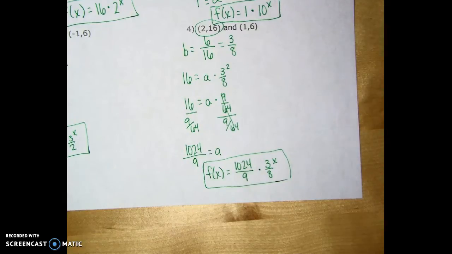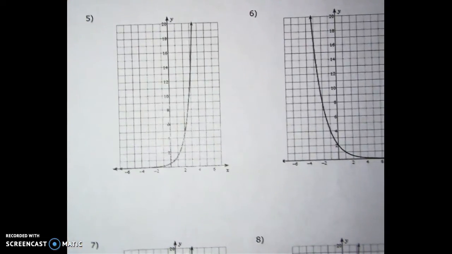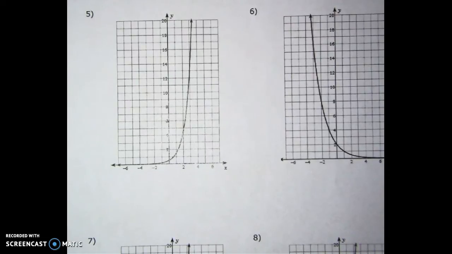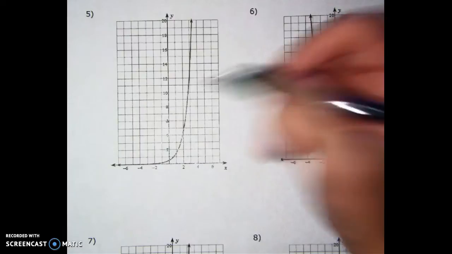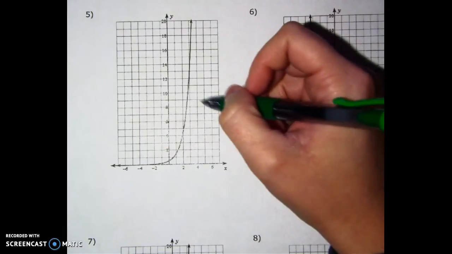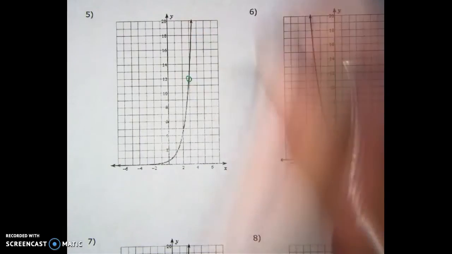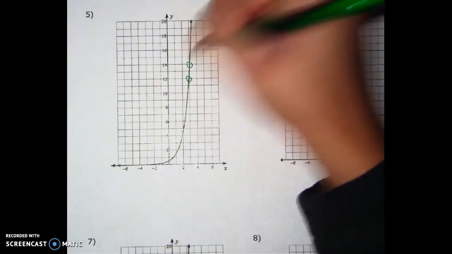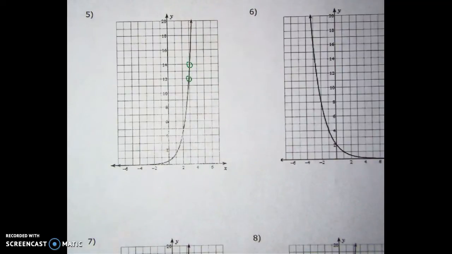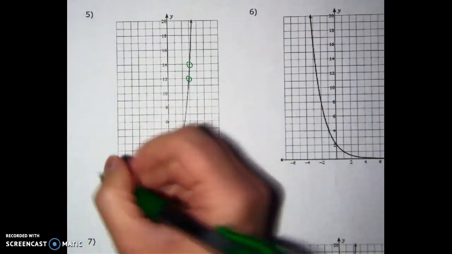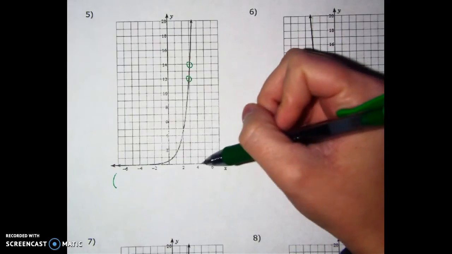Now we actually have to select 2 points. Okay, so same steps, except now you have to find 2 points. So what I like to do, I'm going to go through, right there's one, and right there's one. And when I say right there's one, that means it crosses at a nice, not decimal place. So my 2 points, let's see.